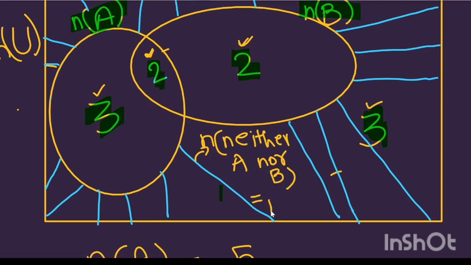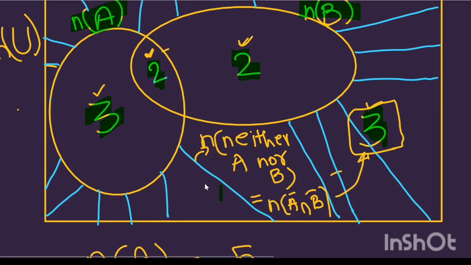And if you take the intersection of A bar and B bar, what you will get is 3. So in this case, the answer is 3. 3 is the number of elements which belong to neither A nor B. So these blue lines represent A bar intersection B bar, also known as neither A nor B, guys.